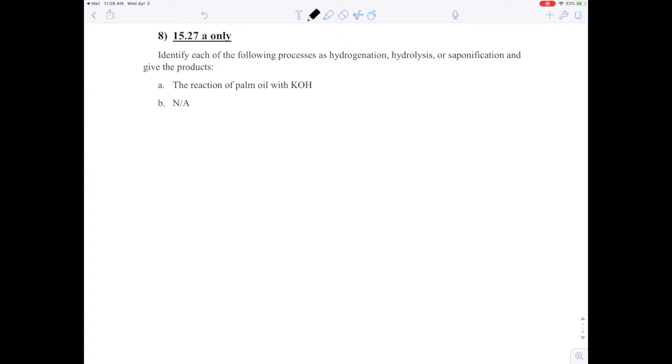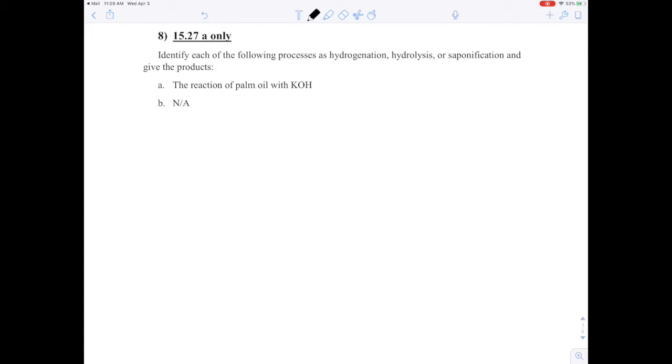Chapter 15, question 8 says identify each of the following processes as hydrogenation, hydrolysis, or saponification, and give the products. You don't have to worry about B. A is talking about the reaction of palm oil with KOH, that's potassium hydroxide.